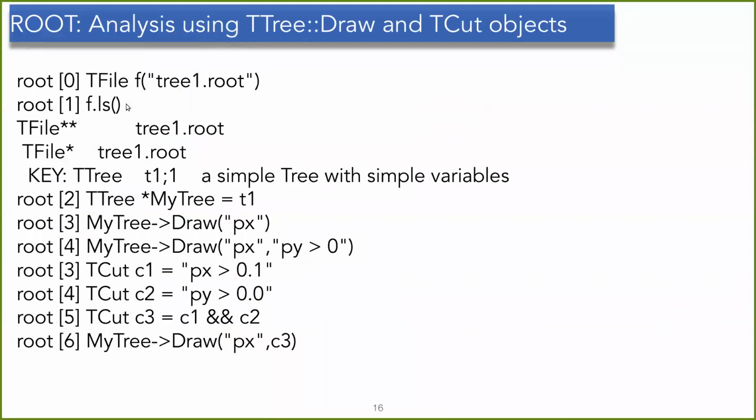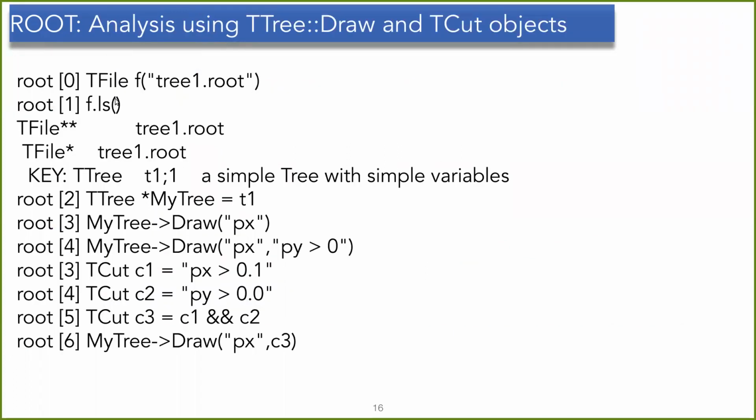Now you can directly draw or analyze these branches using TTree Draw or TCut in your root terminal or also in your macro C++ script. For example, here I show how to use TCut and Draw to get the distribution of any one of the variables, for example px or py or pz.